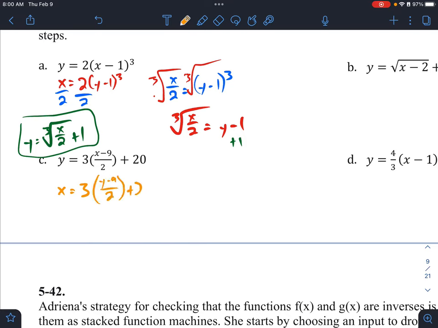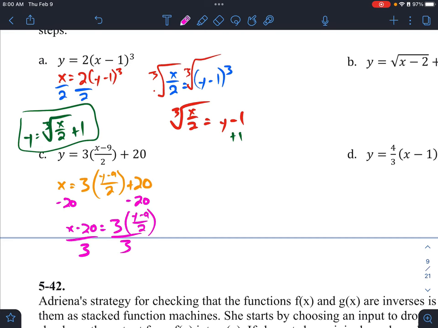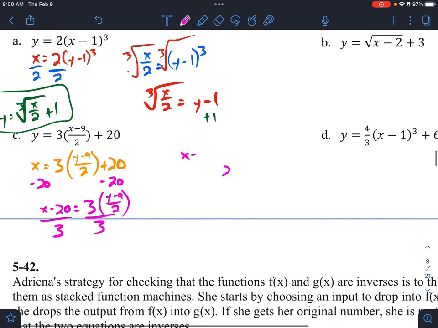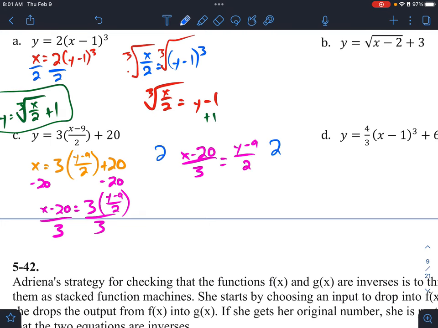Switch your x and y. And it's just kind of testing your skills, really. So we're going to subtract 20. x minus 20 equals 3, y minus 9 over 2. Divide by 3: x minus 20 over 3 equals y, get that there, minus 9 over 2. Times it by 2 on both sides.